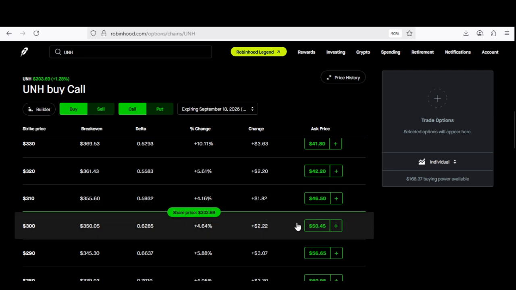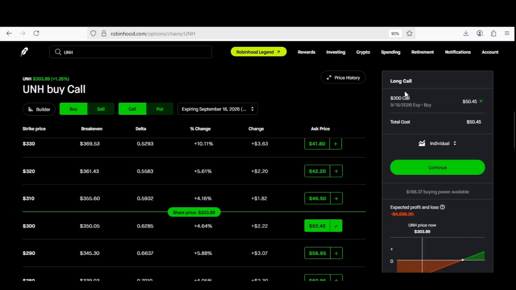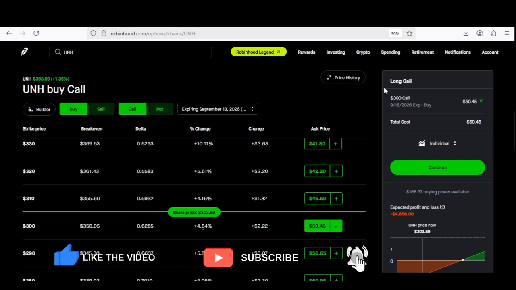So because we're going to be doing a buy call, we're going to have to pay for that. The amount we're going to have to pay for that is going to be $50.45. Let's go ahead and click into that strike price. As you can see here, a long call. So a LEAPS option is simply a long call that goes beyond a year, beyond 365 days. For those of you who have never heard the term LEAPS option before, it's a simple acronym that stands for Long-Term Equity Anticipation Securities. Hence, we just say LEAPS.